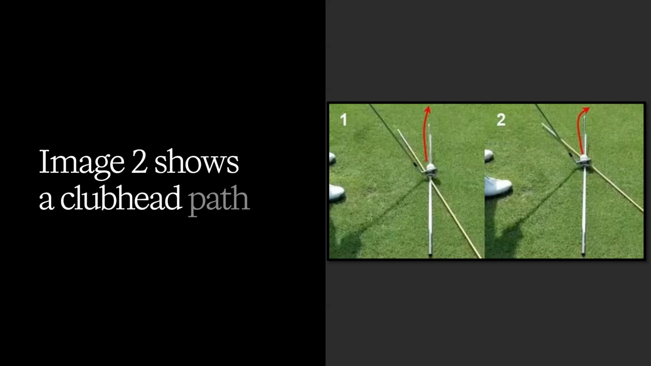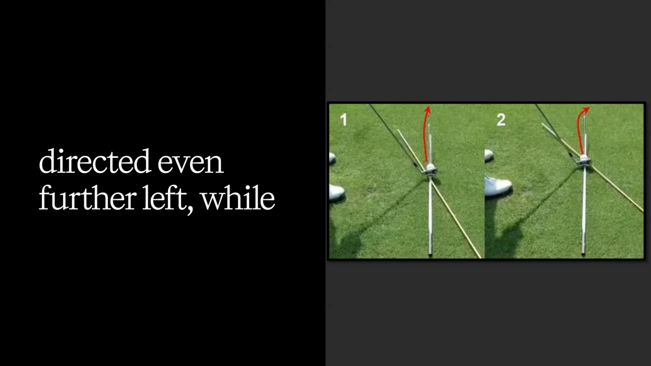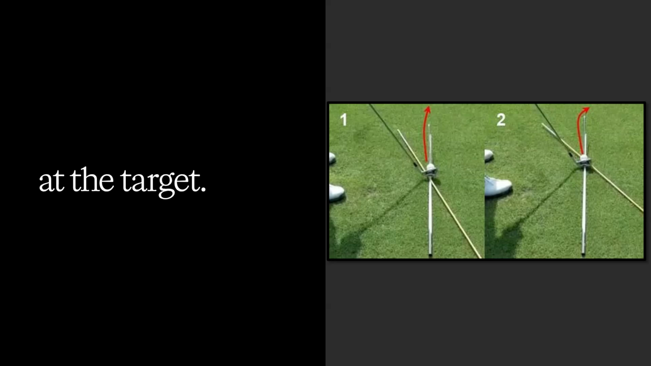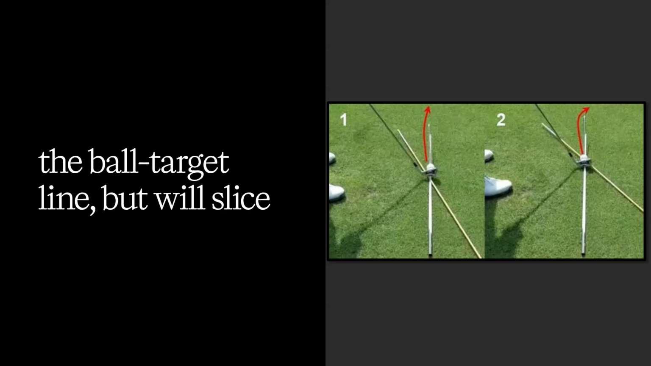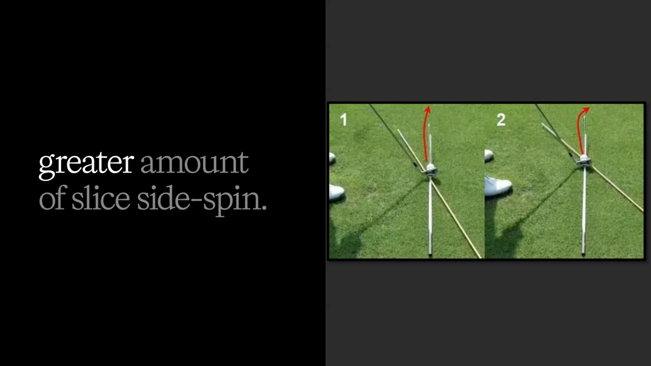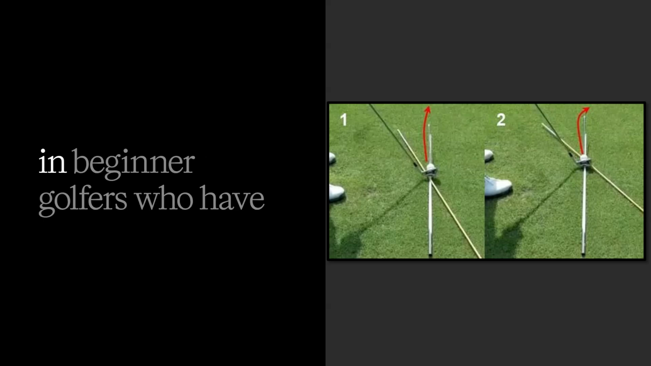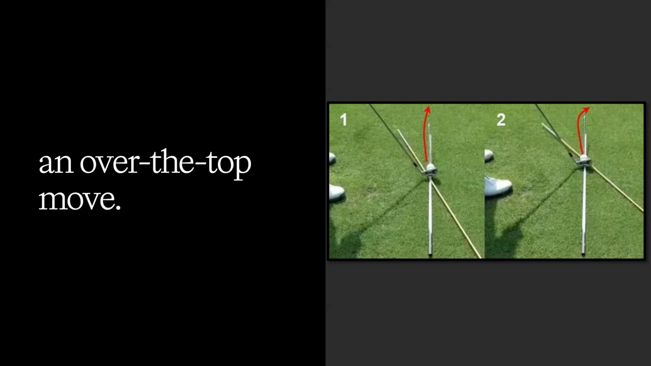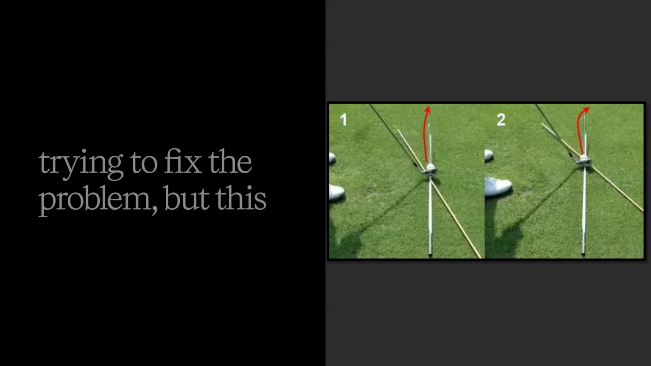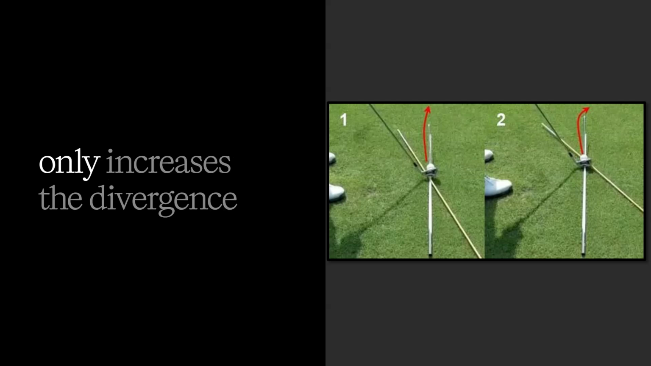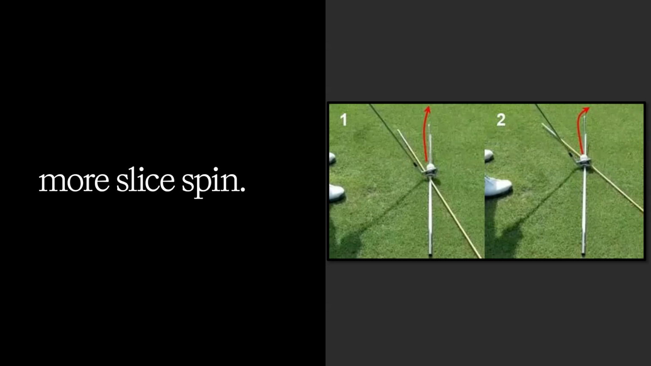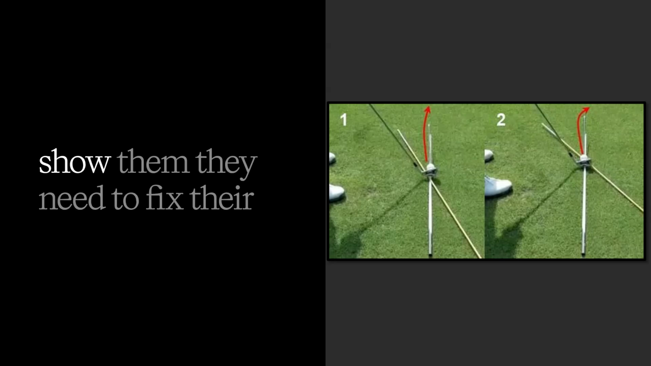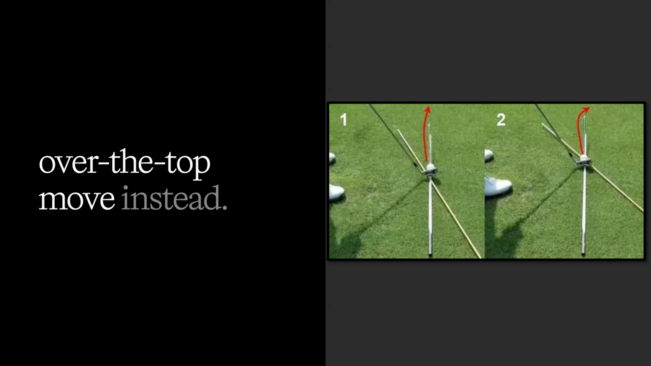Image 2 shows a club head path directed even further left, while the club face still points at the target. The ball will still start just left of the ball target line, but will slice even more to the right due to a greater amount of slice side spin. This demonstrates a common fault in beginner golfers who have an over-the-top move. They swing more to the left trying to fix the problem, but this only increases the divergence between path and face, creating more slice spin. Understanding this would show them they need to fix their over-the-top move instead.